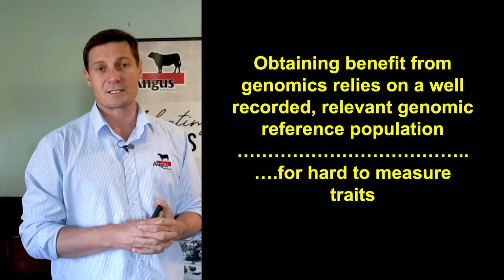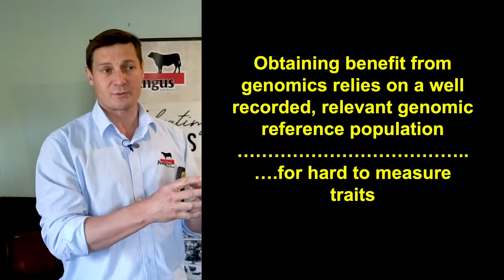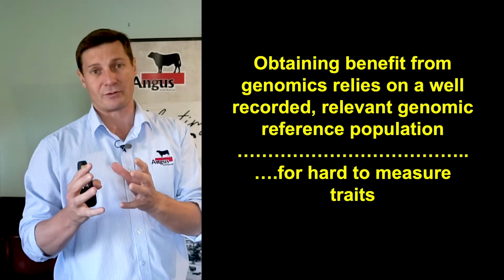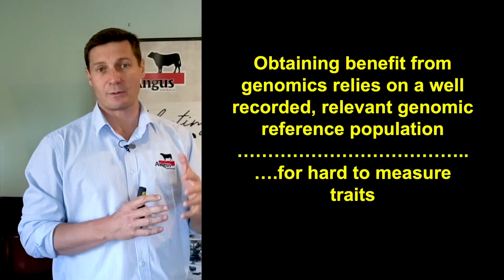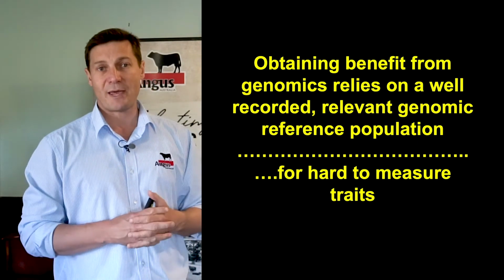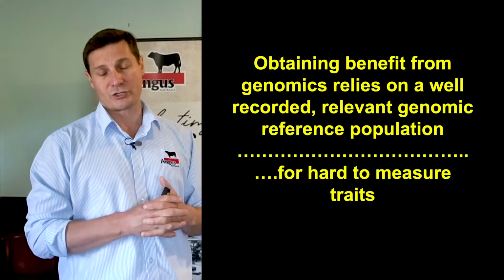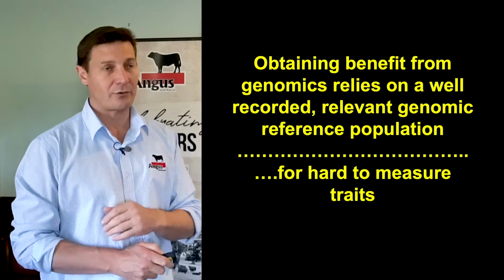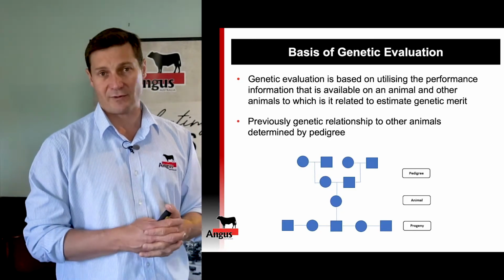We're talking in this sense about a population of animals with both genotypes, or DNA information, and phenotypes, or performance information. The value that we extract from that DNA result that we get back from the laboratory really depends on the existence of this relevant and well-recorded genomic reference population. To explain that in a little more detail, I want to first reflect on some of the fundamentals of genetic evaluation.